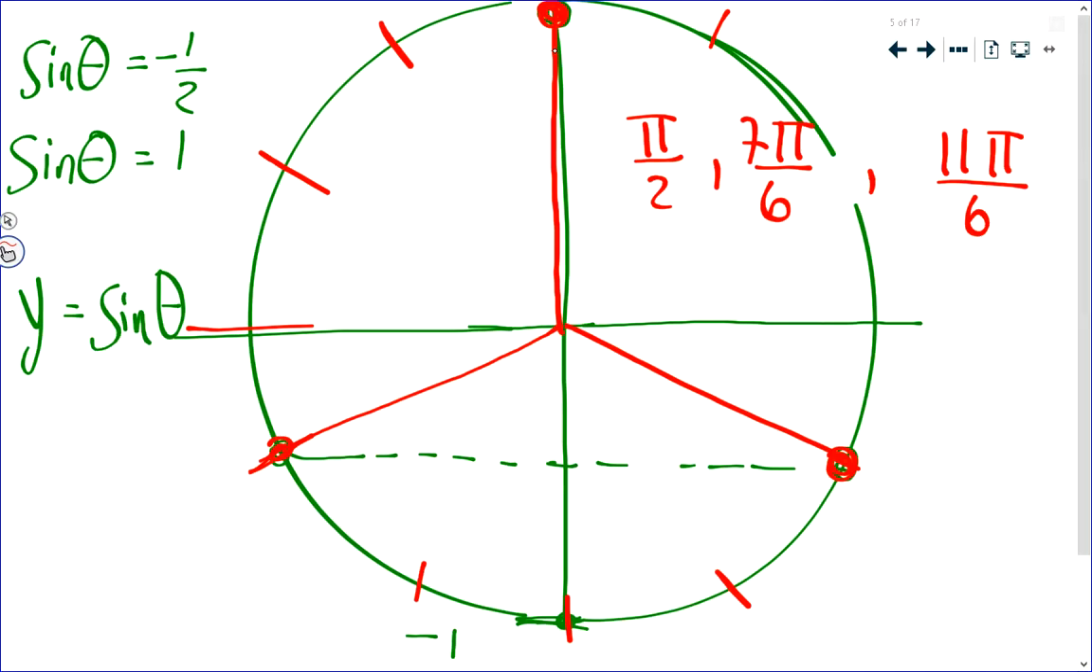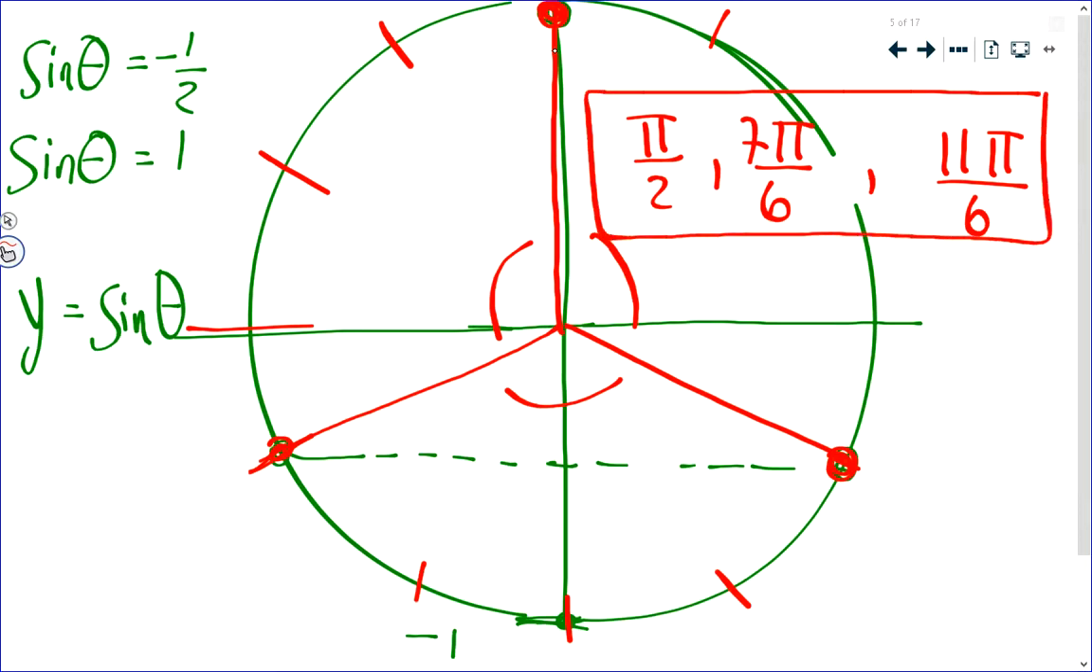We are also asked for a general solution. And you certainly could write pi over 2 plus multiples of 2 pi, and 7 pi over 6 plus multiples of 2 pi, and 11 pi over 6 plus multiples of 2 pi. But these three positions, you will notice something, they are all separated by the same angle. And rather than writing all three separate plus multiples of 2 pi, what I can do, this is my answer right here for the solution from 0 to 2 pi.